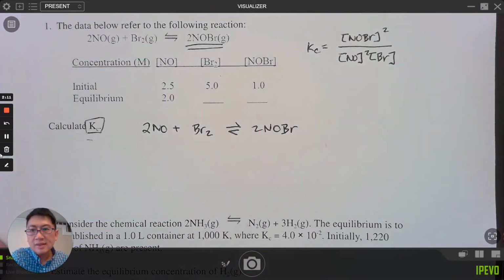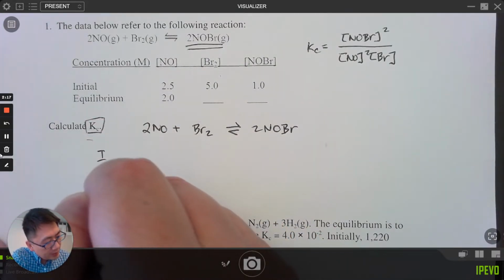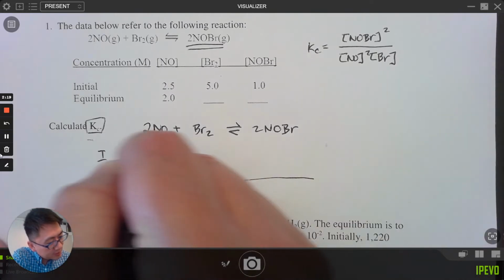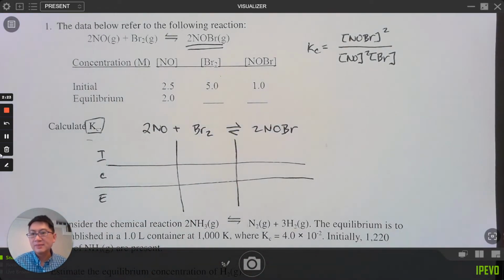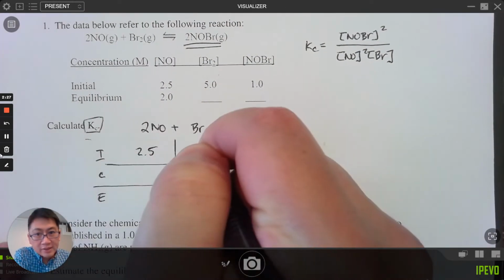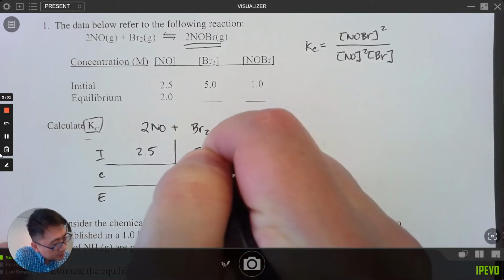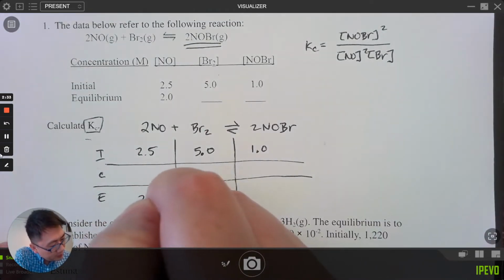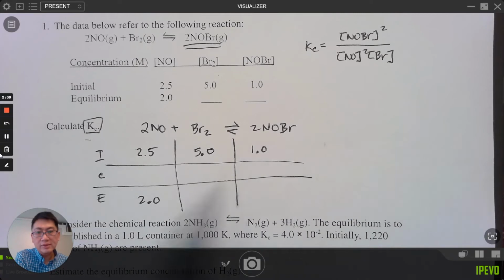And ICE stands for initial, change, and equilibrium. In that table, I'm missing the change part. So I'm going to add a C for ICE. Okay, I'm given this is 2.5, that's 5.0, 1.0, that's 2.0. So these are three or four data points I already know in the table that was given.